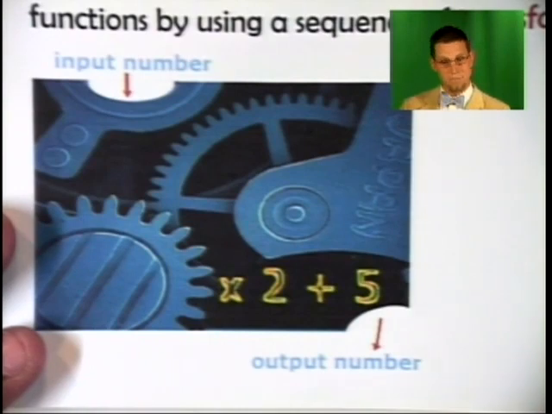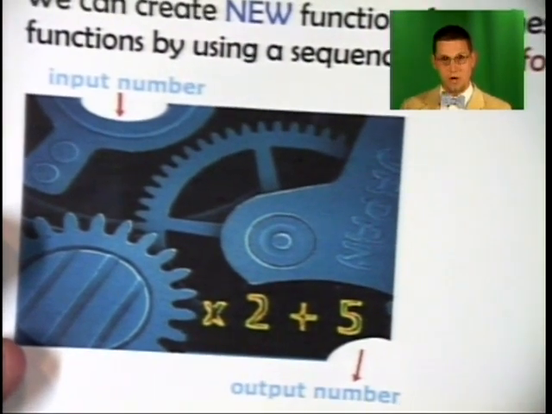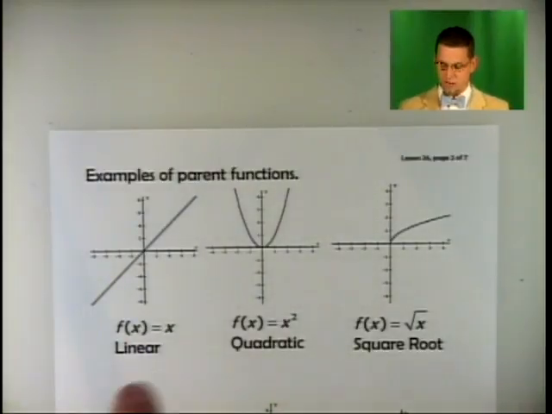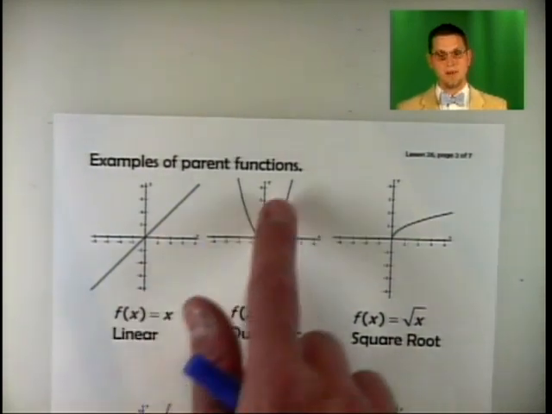x is the input, multiply it by 2, which would give you a new slope, and add 5, which is your new y-intercept. So let's look at what types of parent functions we've encountered already this year and put them all together. All right, here are some basic examples of parent functions. Of course, we have f of x equals x. That's x to the first power. Those are linear because they graph as lines.